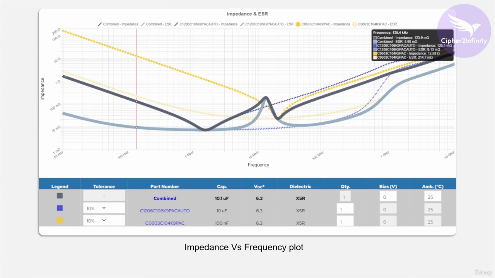So you can see this black line that you see actually represents the impedance versus frequency plot for the 10 microfarad capacitor and 0.1 microfarad capacitor in parallel. So you can see here the combined plot becomes that of a 10.1 microfarad capacitor. When you connect two capacitors in parallel, the values actually get added. So this is how the plot looks.